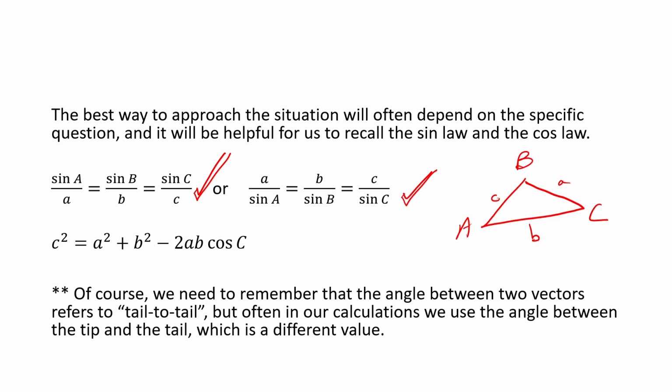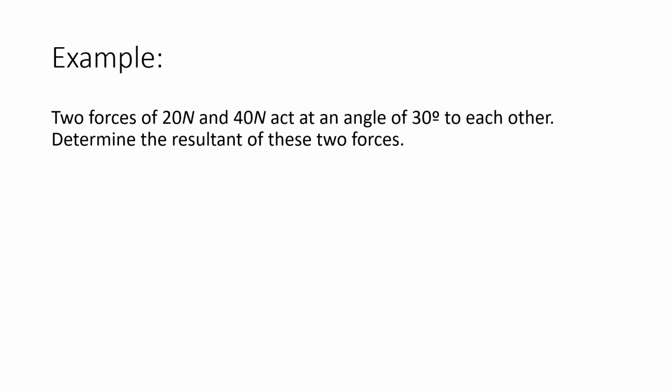Our cosine law tells us that c squared equals a squared plus b squared minus 2ab cos C. But remember that the angle between two vectors refers to the tail-to-tail angle. But often in our calculations, we move ourselves tip to tail and we're using a different angle. A lot of times it's 180 degrees minus the angle between the vectors themselves when they're tail to tail. Just something to keep in mind.